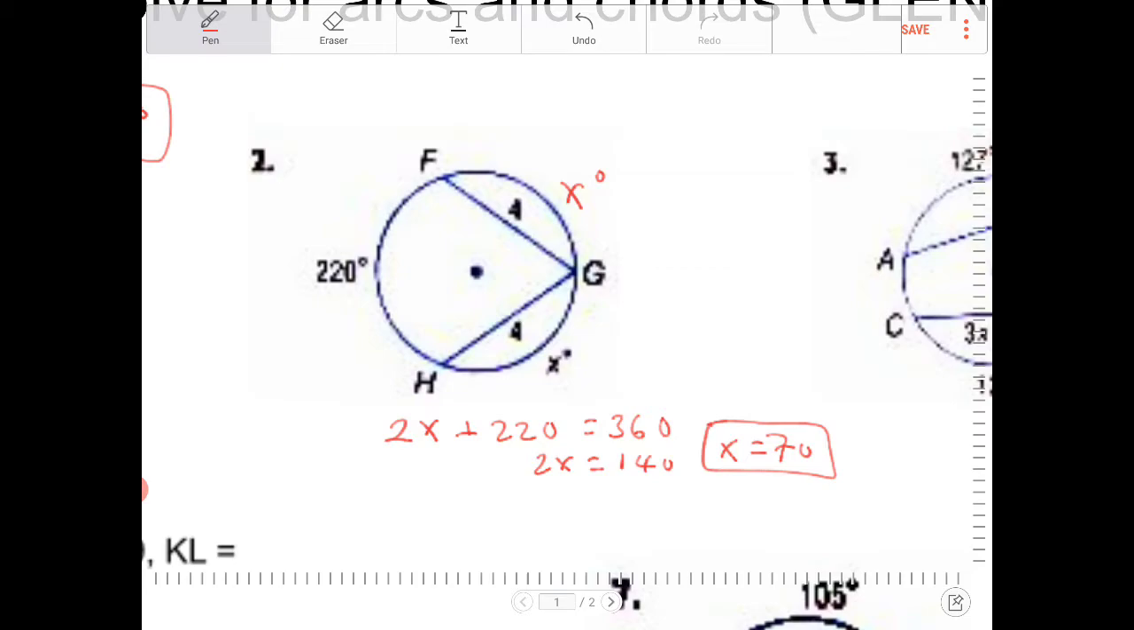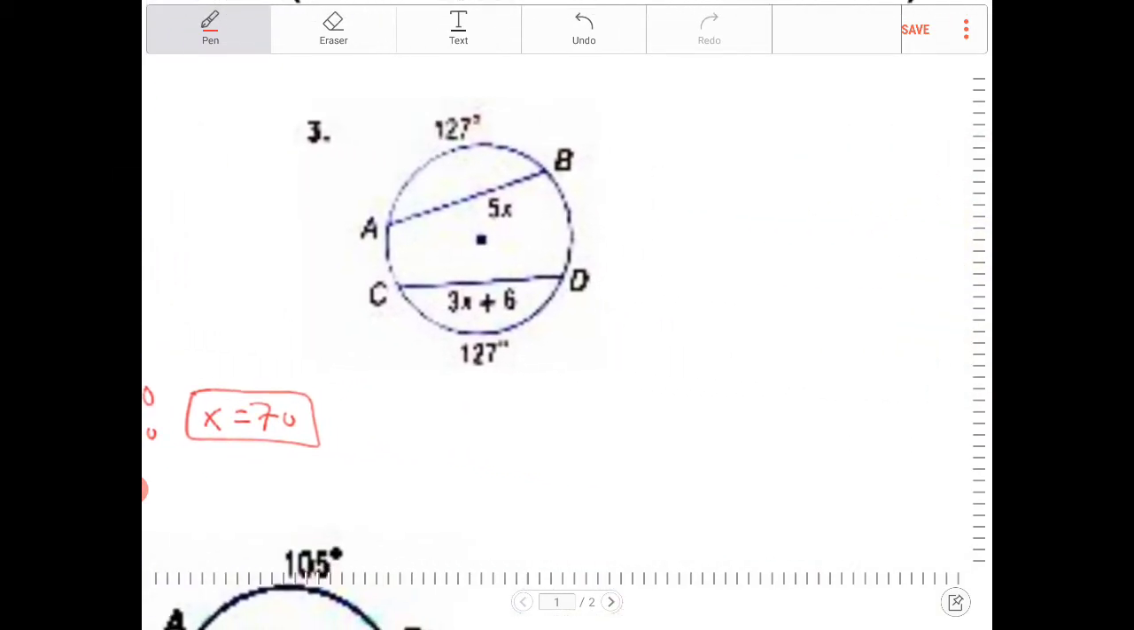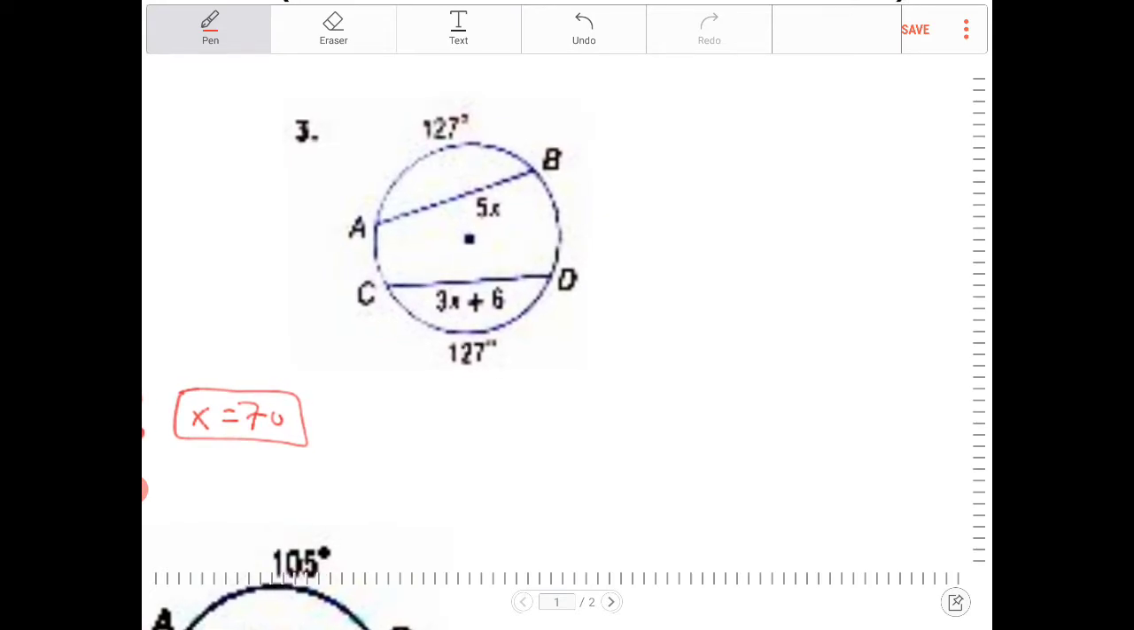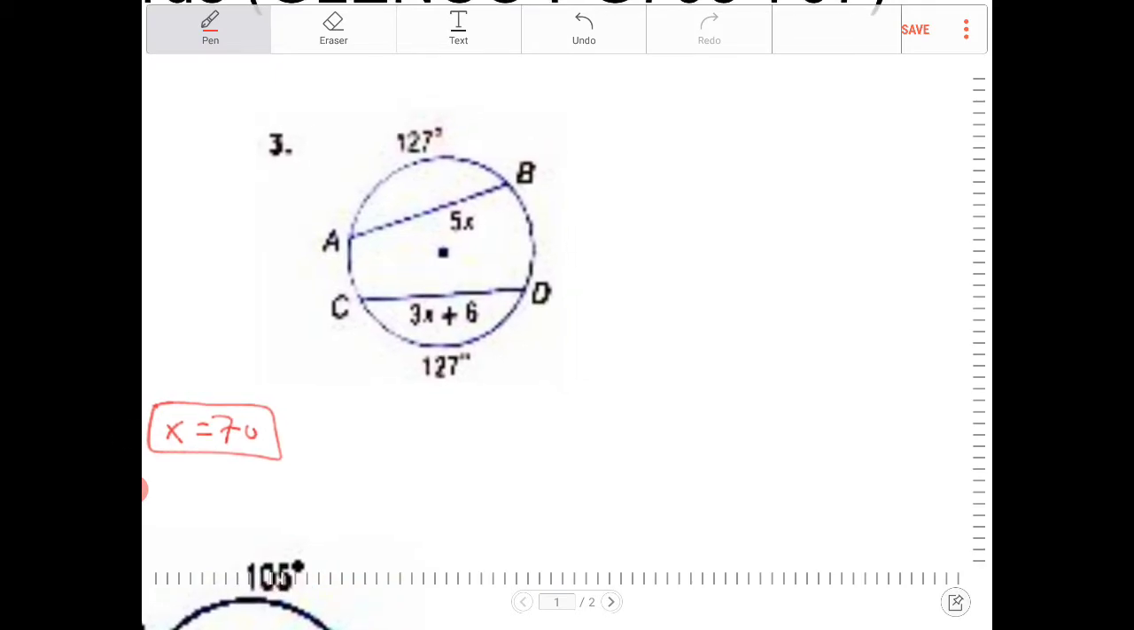Continuing on to the next question. So again, I have congruent arcs, intercept congruent chords, so therefore 5x will equal 3x plus 6. Subtract both sides by 3x, I get 2x is equal to 6, divide by 2, x is equal to 3.